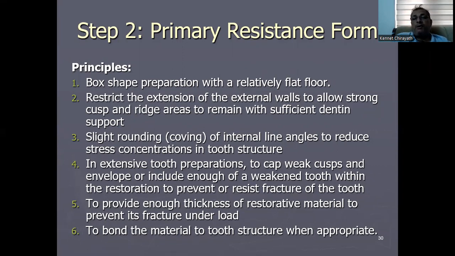And all the weakened cusps should be capped. That is, cusp capping should be done. And to provide enough thickness, the restorative material should have enough thickness. That is for amalgam, the minimum thickness of amalgam to resist mastication is 1.5 millimeter. Okay. Then comes to bond the material to the structure when appropriate. For example, we can use bonded amalgam. That is, a bonding agent is used for the bonding of the amalgam to the tooth structure.